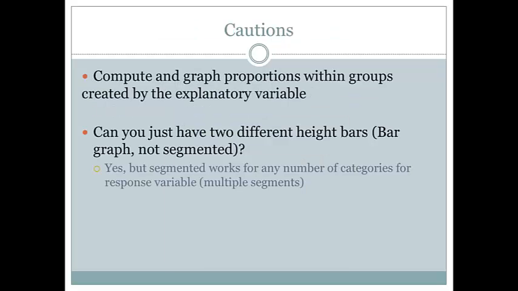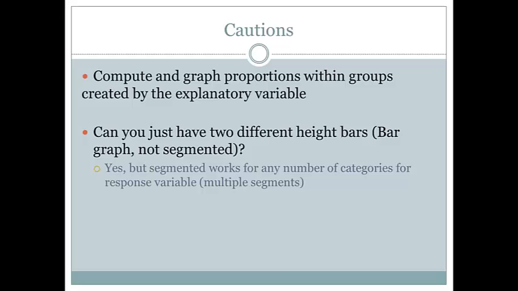A couple of additional points to make. Make sure that you're computing and graphing proportions within the groups created by the explanatory variable. That's the standard way of summarizing the data, putting the explanatory variable on the x-axis.